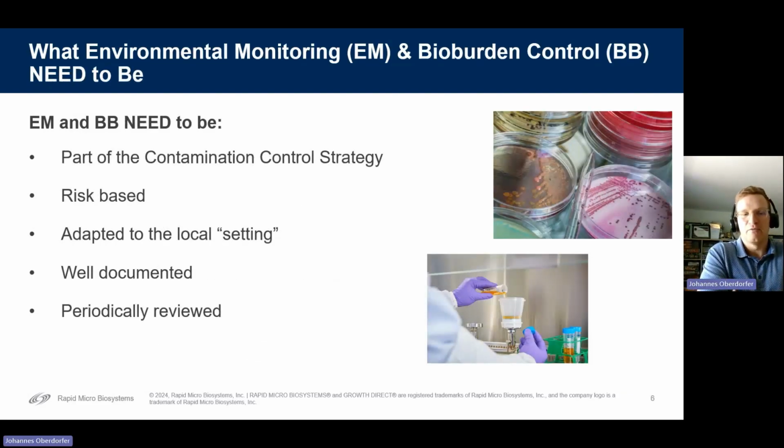Then, what they need to be. Definitely, they need to be a part of the contamination control strategy, so the CCS. And I think some of you, this is maybe a buzzword or trigger word. When they hear CCS, contamination control strategy, everyone's shrugging and getting a chill, because this is the holistic strategy of the contamination control, where we spend an awful lot of time to design and to implement it and to fulfill it.